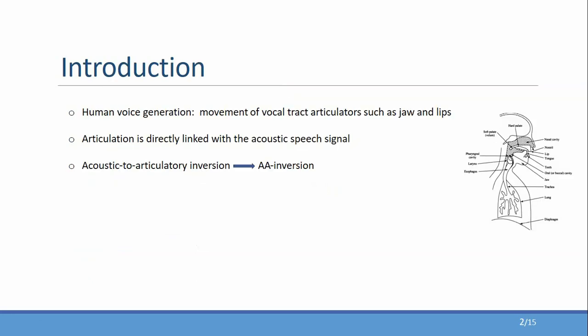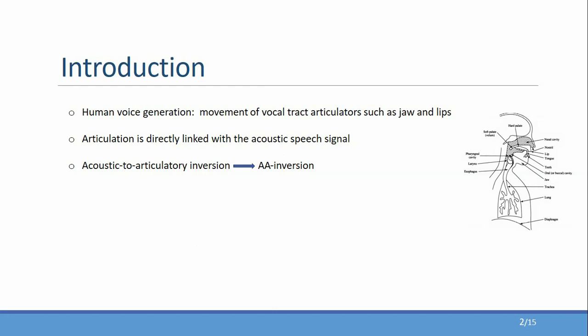Before defining acoustic to articulatory inversion, I want to talk about the human voice generation process. Vocal tract articulators like lips, tongue, velum, and jaw play the main role in the speech generation process. Humans can produce acoustic signal by moving these vocal tract articulators, and in this way, an audible sound is transformed from vocal fold into speech.